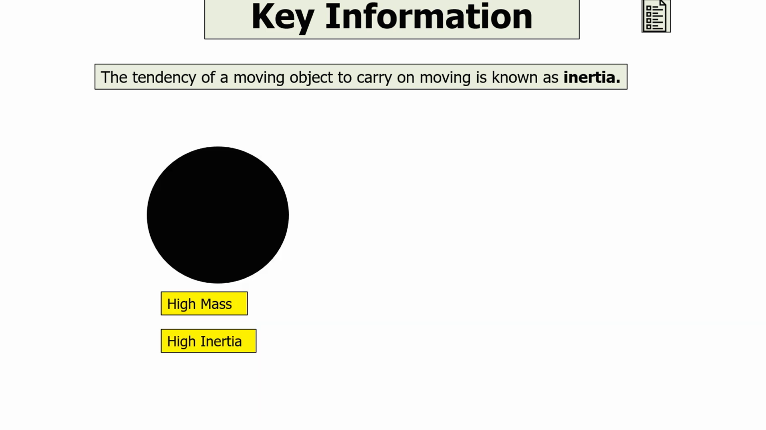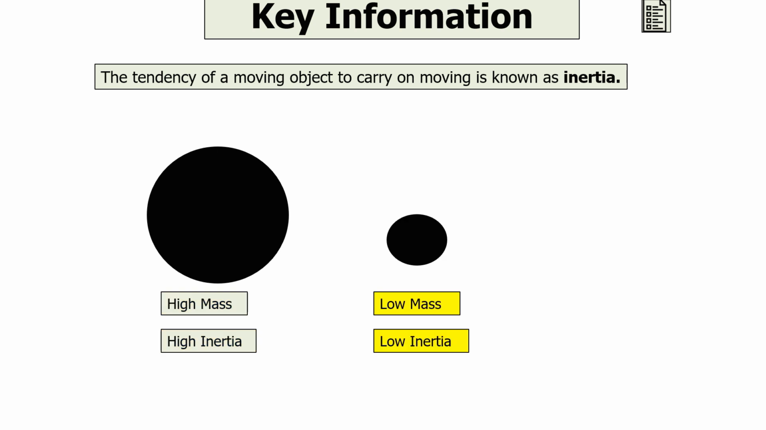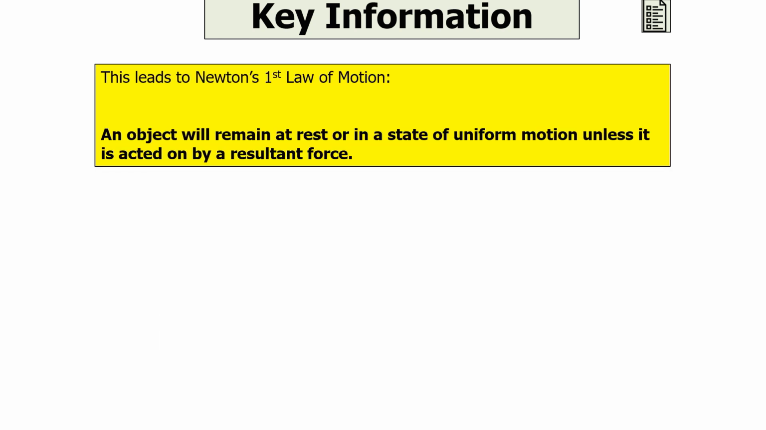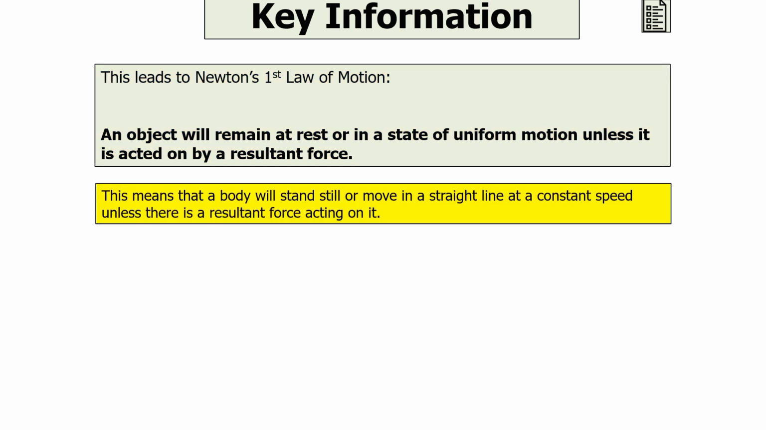Now we are aware that if an object has a high mass, it has a high inertia. If it has a low mass, it has a low inertia. Now this leads to Newton's first law of motion. An object will remain at rest or in a state of uniform motion unless acted upon by a resultant force. This means that a body will stand still or move in a straight line at a constant speed unless there is a resultant force acting on it.